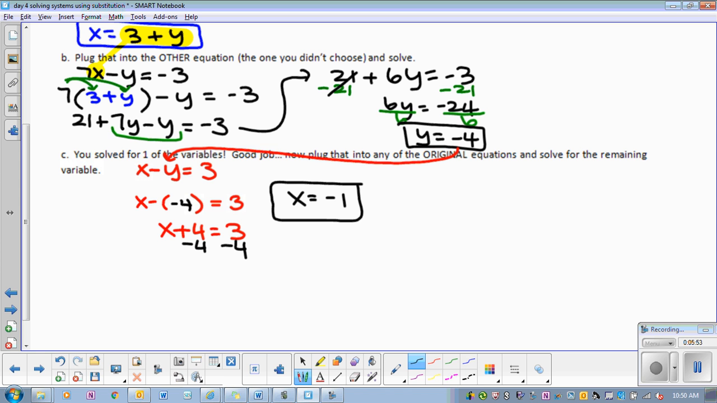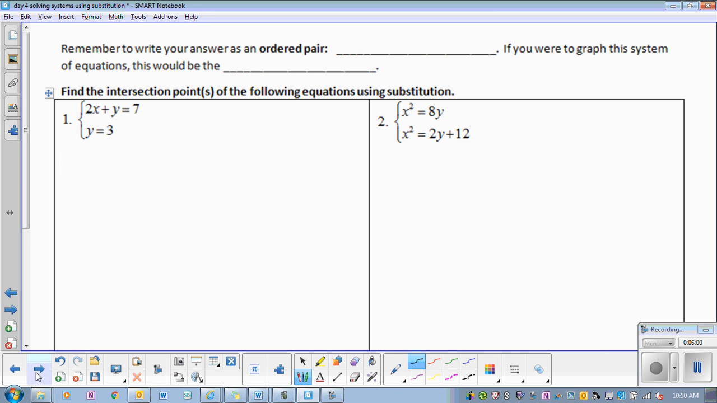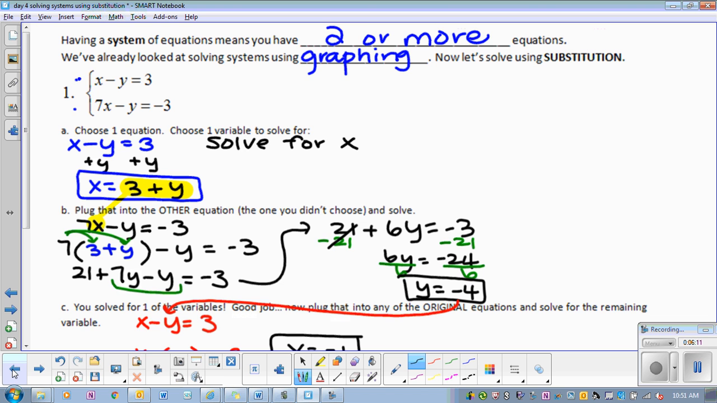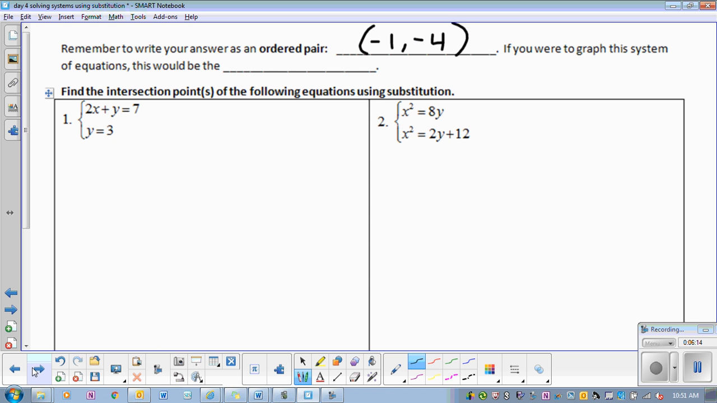If we were graphing, this is the intersection at x comma y. Remember to write your answer as an ordered pair. So negative 1, negative 4. Did I do that right? Did I mix up the order? You have to give me the ordered pair. If you were to graph the system of equations, this would be the what? I just said it. Intersection.